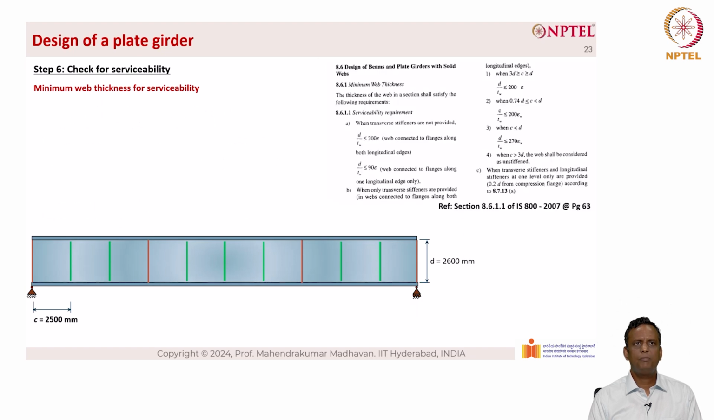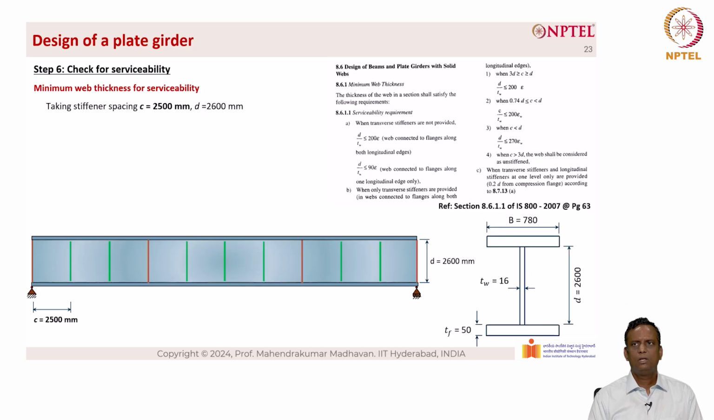Now let's look at the minimum web thickness for serviceability. The minimum web thickness for serviceability when transverse stiffeners are provided is a function of the stiffener spacing, which is c. So we need to assume a stiffener spacing. Here we are assuming c equal to 2500 mm, d equal to 2600 mm, which we already have calculated. So 0.74 d is equal to 0.74 into 2600, which is 1924 mm, which is less than c, which is 2500 mm, and which is also less than d, which is 2600 mm. So c ranges from 0.74 d to d.